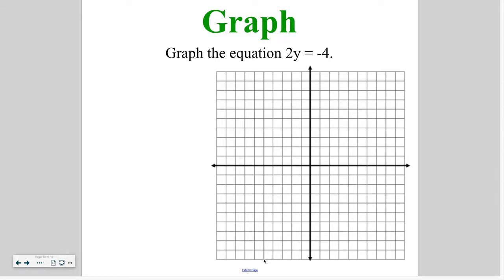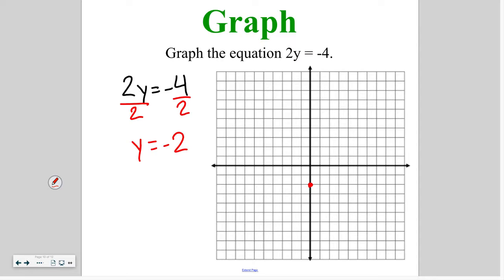Now we're going to talk about what happens if we only have one of our two variables. For example, we have the equation 2y is equal to -4. Again, we need to make sure that y gets by itself in order for us to graph. So in order to get rid of the number in front of the y, we're going to divide by 2, and I end up with y is equal to -2. We have no slope here, so we're going to start with that y is equal to -2 point.